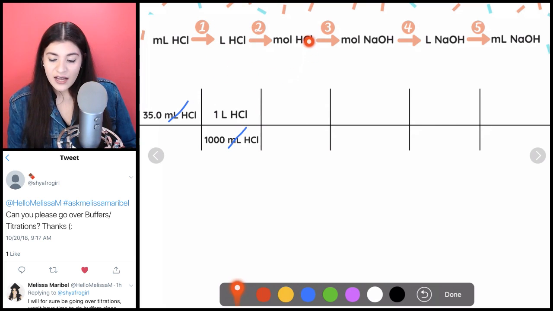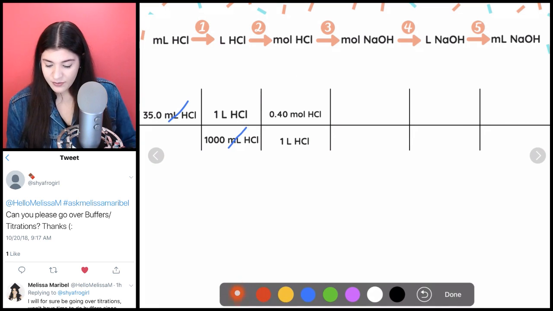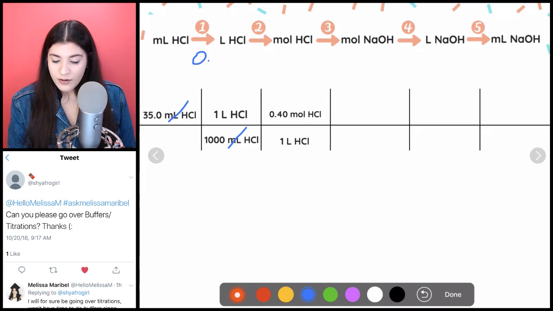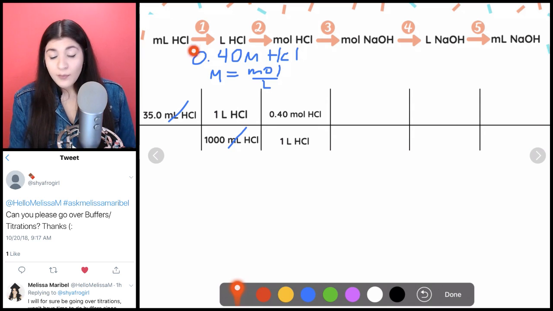So next I have to get to moles of HCl using the concentration that was provided initially. The concentration that was provided initially, I'll write it up here, was 0.40 molarity of HCl. And we said molarity can be broken down into moles per liter. And we'll note here that whatever number is in front is actually going to go with the moles. So that's why I placed the moles on top, okay? And then liters will go on the bottom, and that will be 1 liter on the bottom.